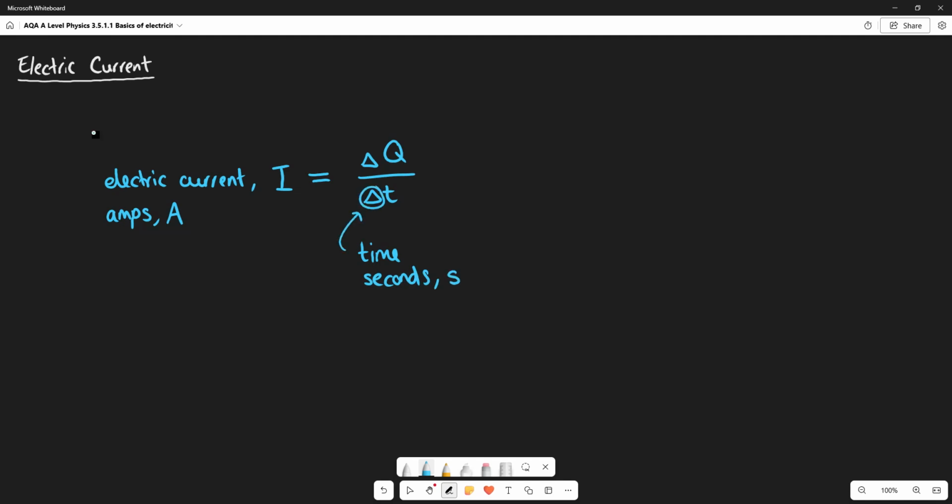And the delta means the change in time. So we take the amount of charge that has gone past and the time that it took for that amount of charge to go past. The charge is measured in the unit coulombs, which is represented with a capital letter C, again because it is named after a person. And that is represented with the letter Q.